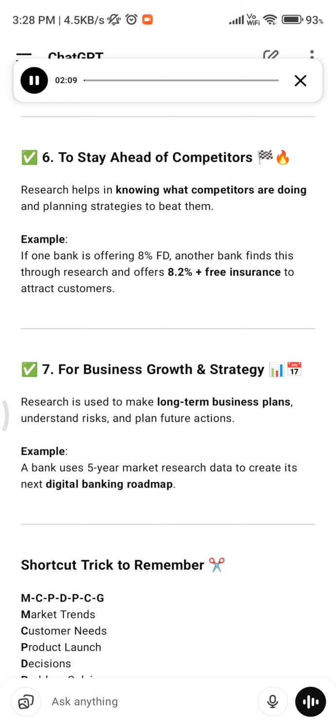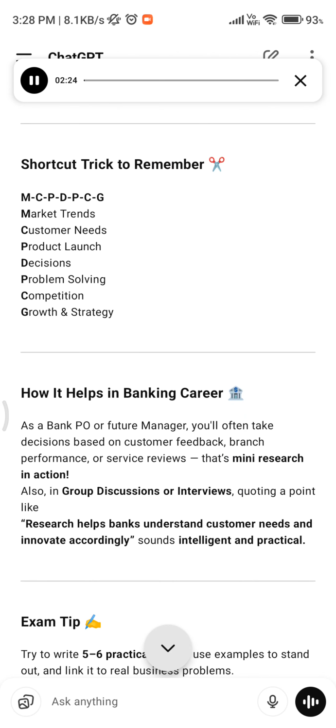7. For business growth and strategy. Research is used to make long-term business plans, understand risks, and plan future actions. Example, a bank uses 5-year market research data to create its next digital banking roadmap. Shortcut trick to remember: MCPD-PCG. Market trends, customer needs, product launch, decisions, problem solving, competition, growth and strategy.